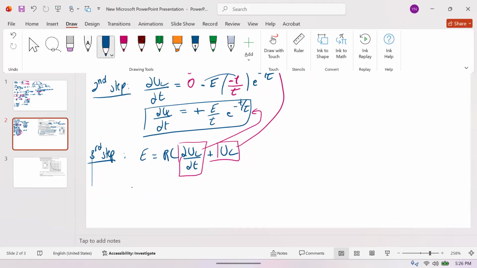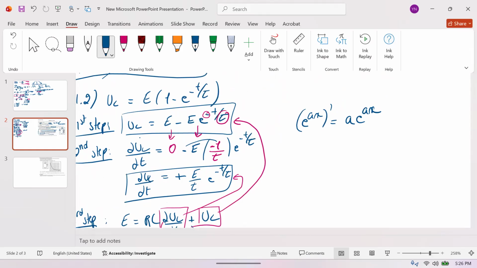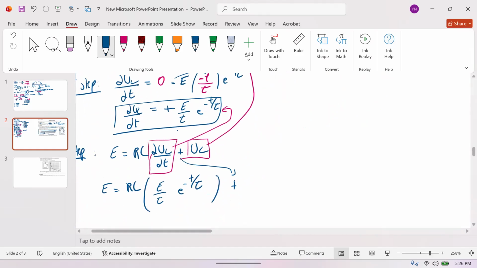What do we get? RC times E. Now, I have a tip in math, if you really struggle with math: every time you replace something by another expression, just put this expression between parentheses. It would feel easier. So instead of duc over dt, I will put E over tau, e to the minus t over tau, plus uc, it's E times (1 minus e to the minus t over tau).